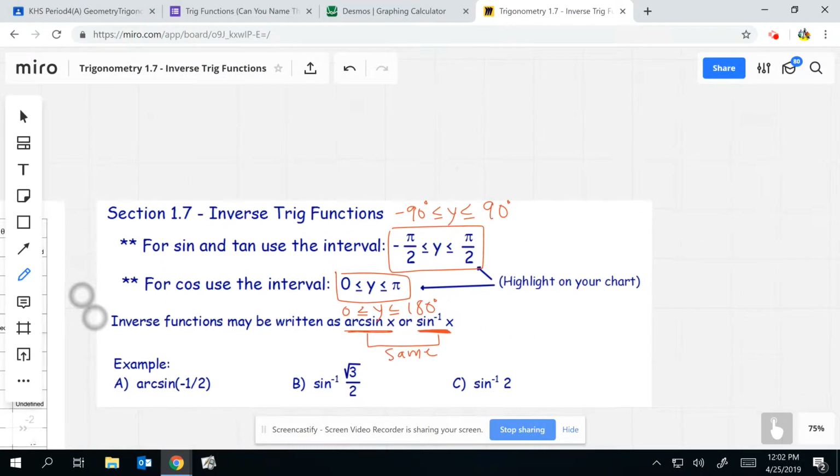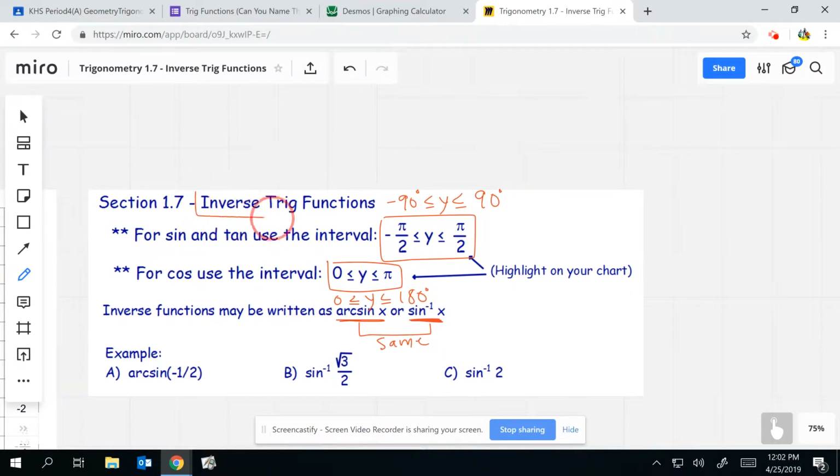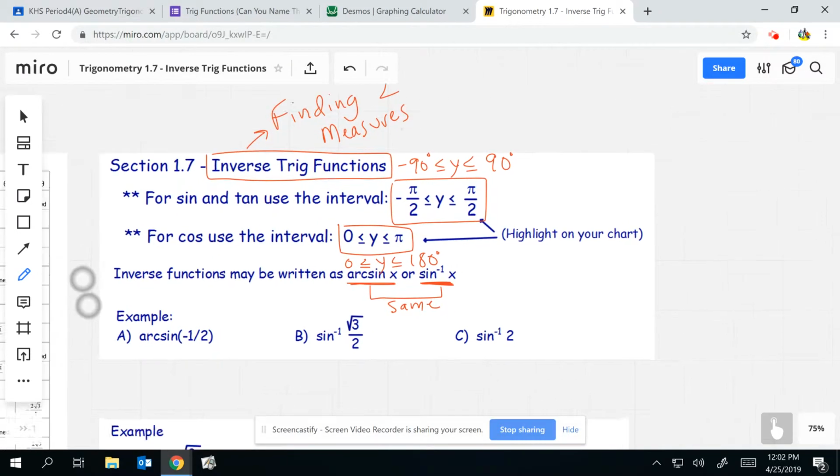So inverse trig functions means that you're finding angle measures. And we are looking for the angles that are between those intervals. Okay, that's what we're looking for.